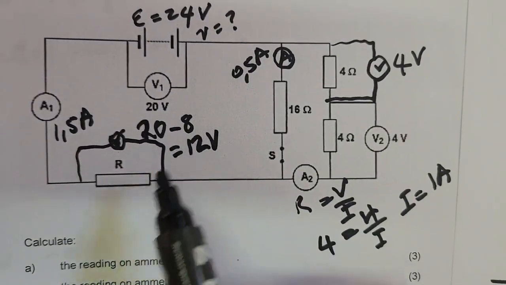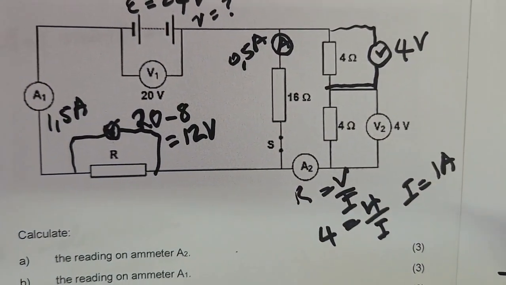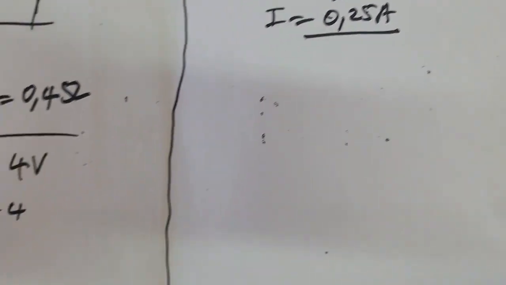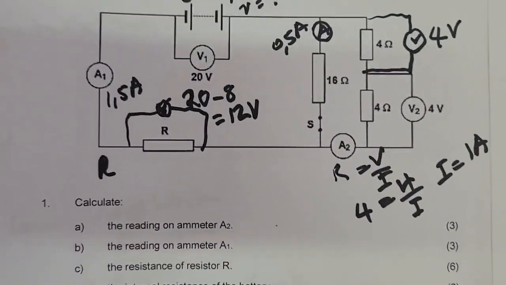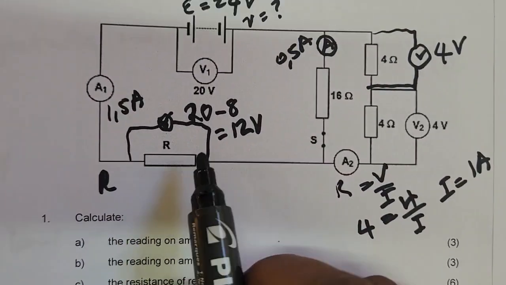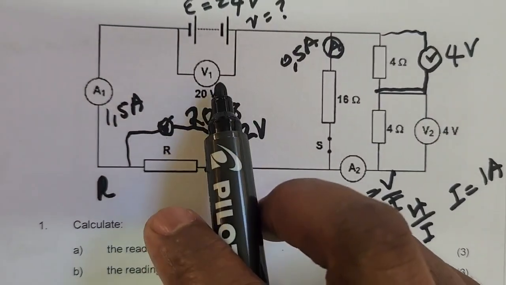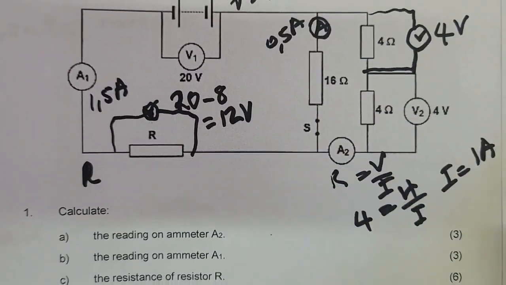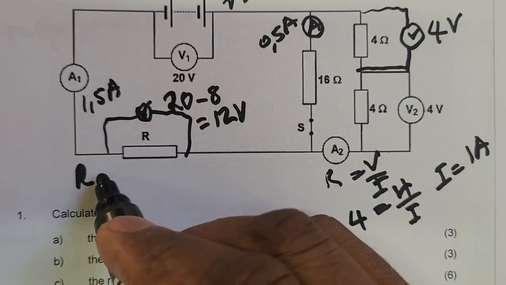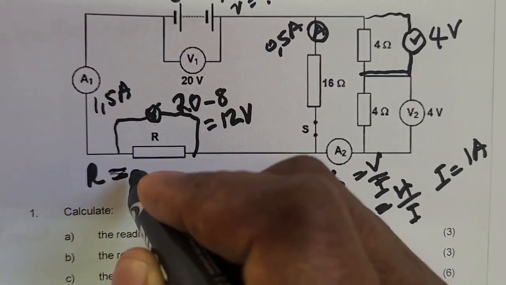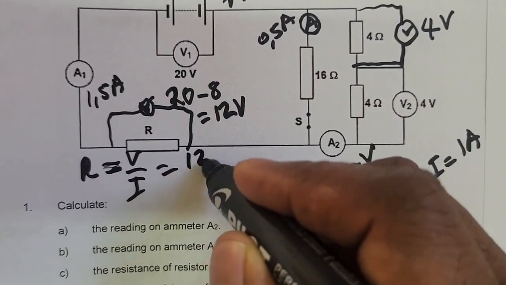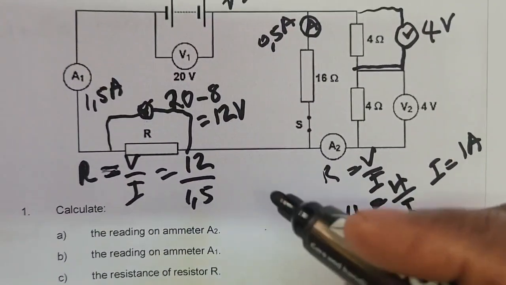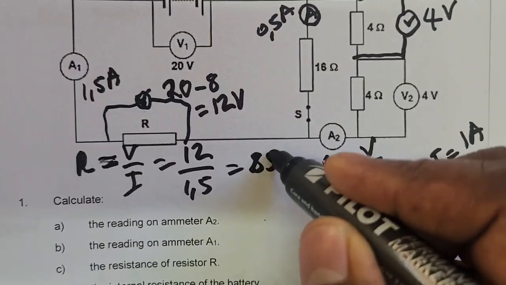No problem. Now, if this one is 12 volts, and the current flowing through it is 1.5, now we can calculate R. In this case, we were calculating the resistance across R. Once we calculated the voltage of R, which is the difference between the total voltage applied to the whole circuit, the parallel consumes only 8 volts, and then the remaining energy will be for the R. So R equals V over I, which will be 12 divided by 1.5. Then this will be 8 ohm.